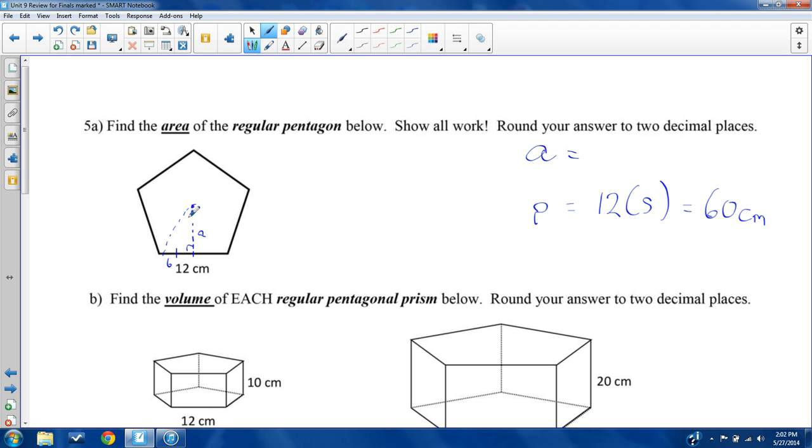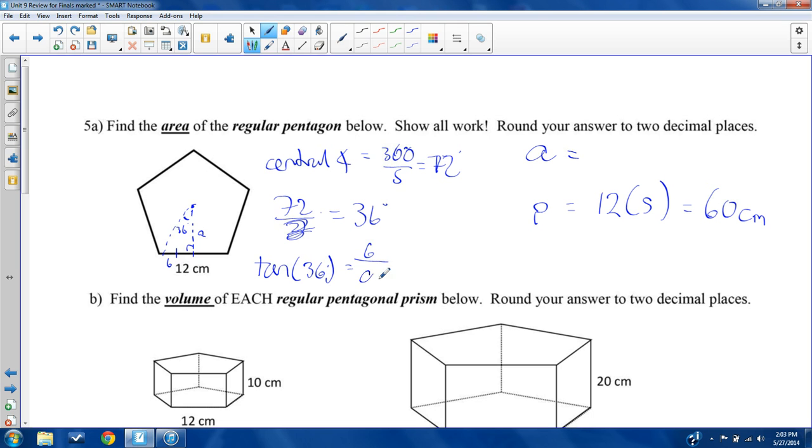Remember, this is half of the measure of one central angle. If this is the entire central angle right here, the central angle is 360 over 5, which is 72 degrees. So half of that, half of it, not a third of it, equals 36 degrees. So this part right here is 36. I have this length 6, which is opposite 36. I need to find A, which is adjacent to 36. So I'm going to use the tangent function in SOHCAHTOA. Tangent of 36 equals 6 over A. So A equals 6 over tangent of 36.